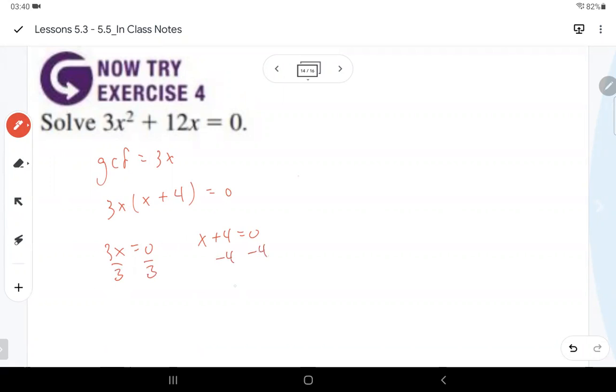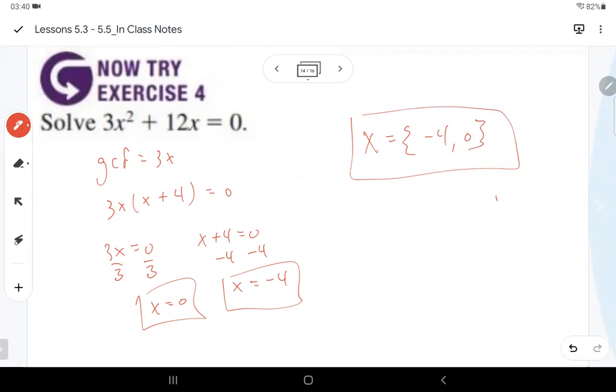Subtract 4. So x is equal to the set of negative 4, 0. Again, you could plug in to solve for this. We can plug it in verbally.